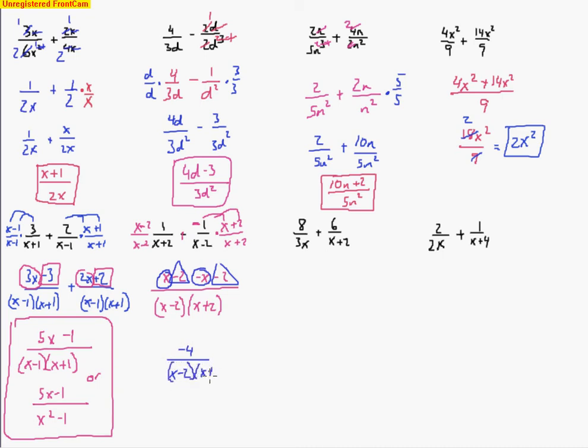Now, they could leave the answer this way, but if they didn't, they would go ahead and multiply those two binomials. So negative 4 over an x squared minus 4 is another way to write that answer.